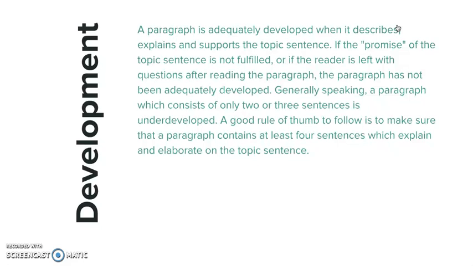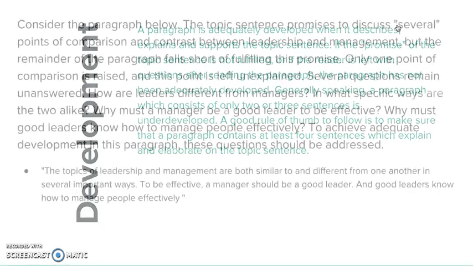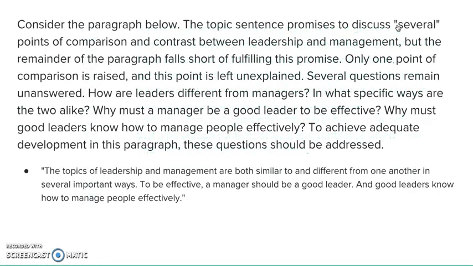One thing to note about this rule of thumb is that the 3 or 4 sentences that you provide to explain or elaborate do not consist of outside sources. So if you're paraphrasing or quoting, make sure that you're still adding more ideas and explanations on top of those quotes and paraphrases. Let's consider the following example.